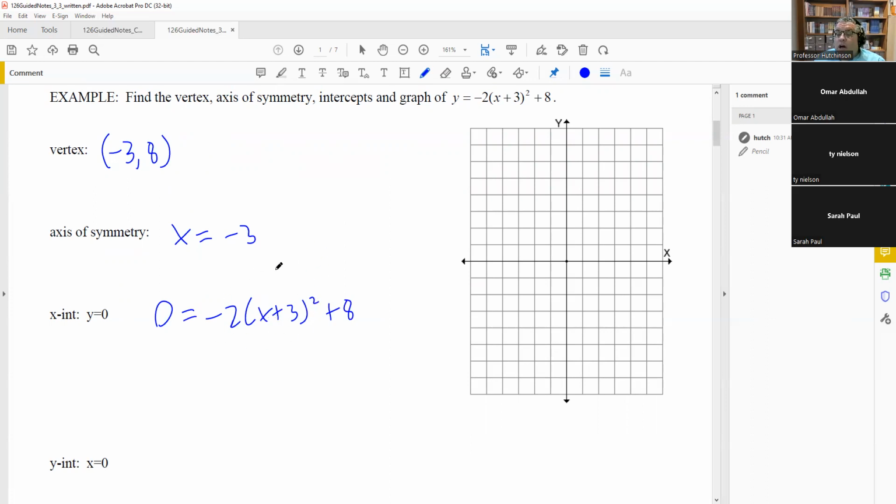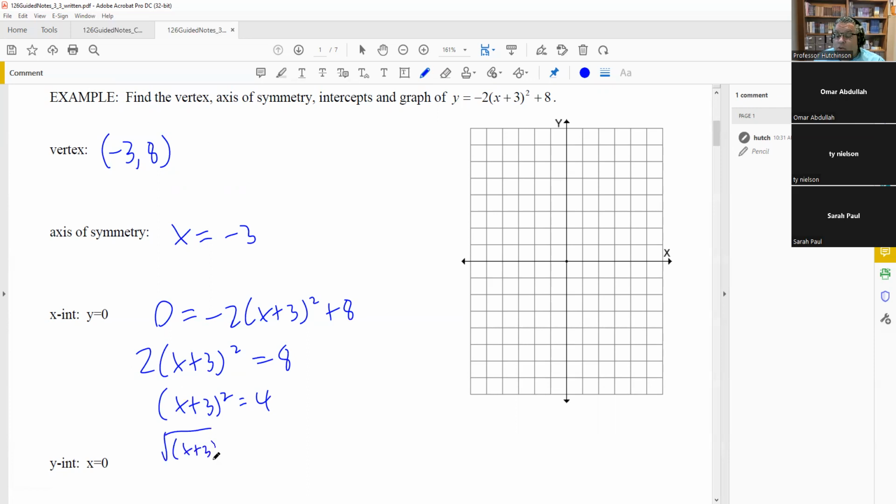I want to isolate the part that has a square, because I'm going to solve this using the square root method that we talked about last time. So I'm going to move the 8 over to the other side, and then divide both sides by -2. (x plus 3) squared equals 4. Now that this is isolated, I'll take the square root of both sides.